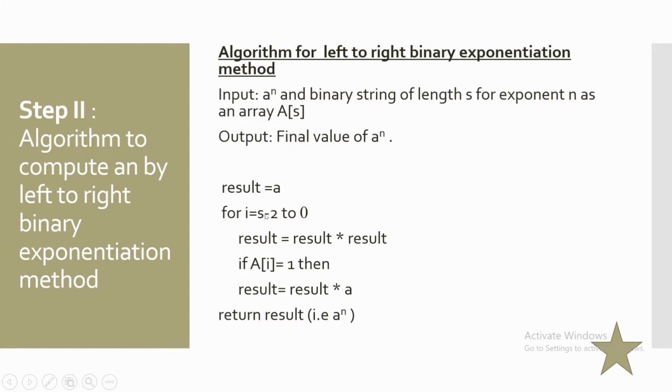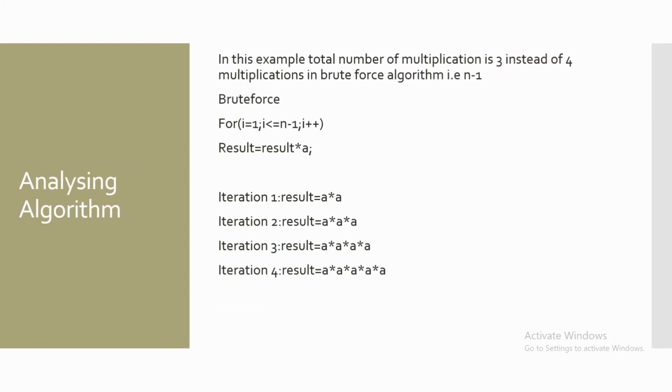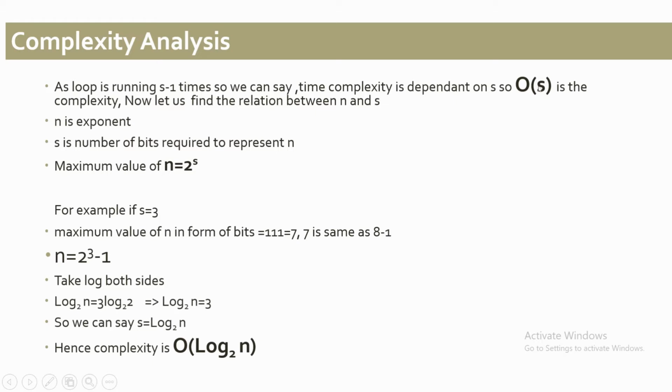Loop introduces some variables, so this loop is dependent on S. So I must say that my complexity is dependent on S. I have written here that the complexity is dependent on S, but I have to give it in terms of n. So I have to compute the S value in terms of n. So what I did, I know n is equal to 2 raised to power s. So take log n on both sides.